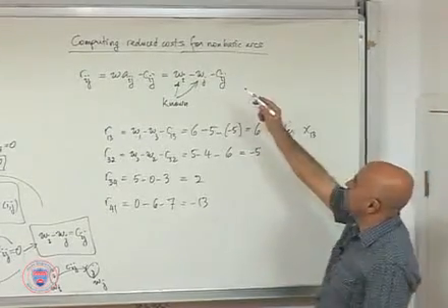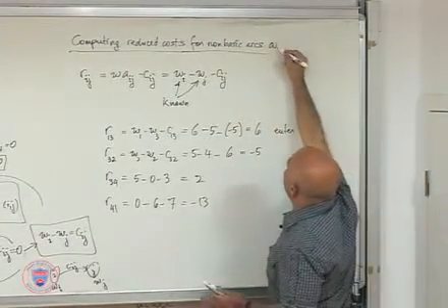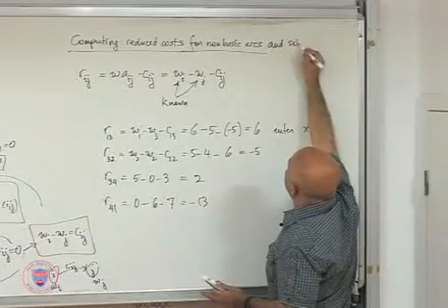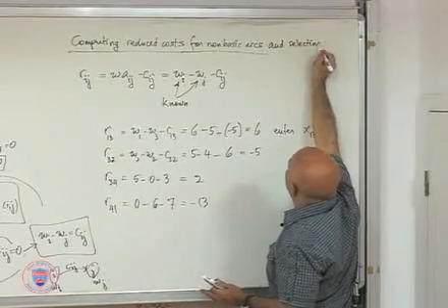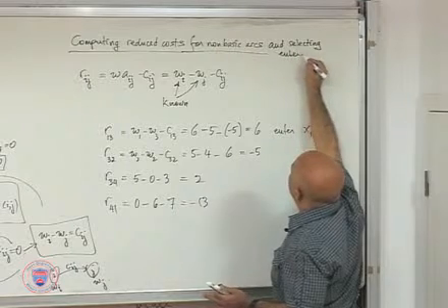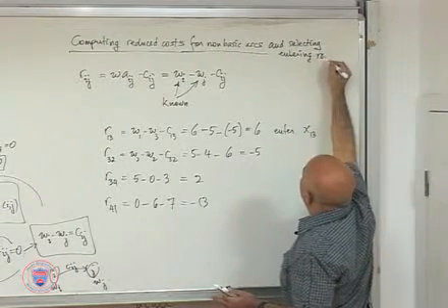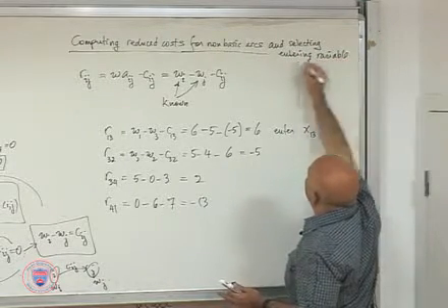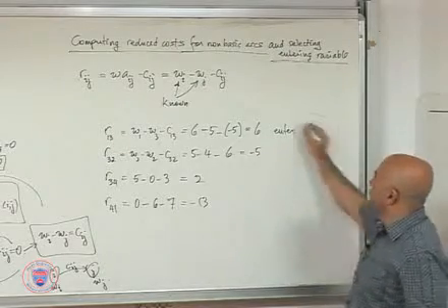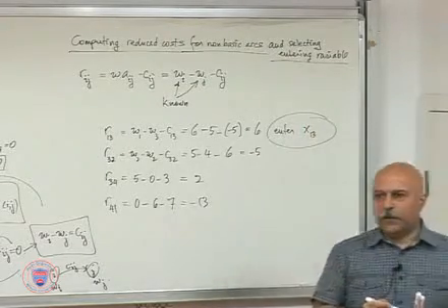Okay? So computing reduced cost for non-basic arcs and selecting the entering variable. All right, I'm going to enter x13.